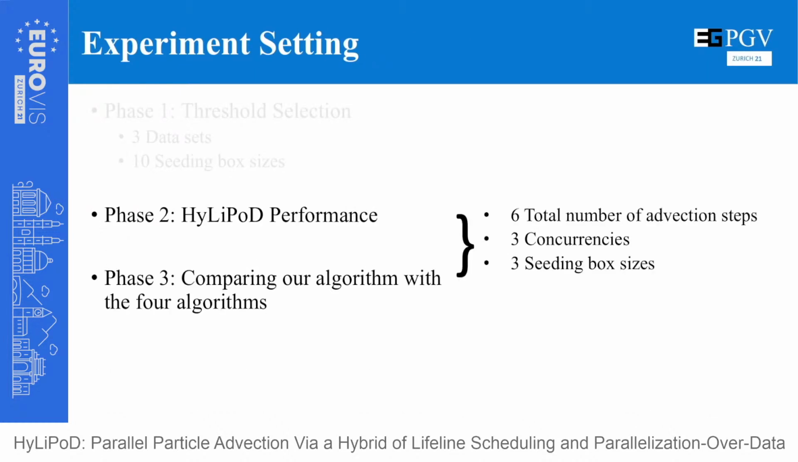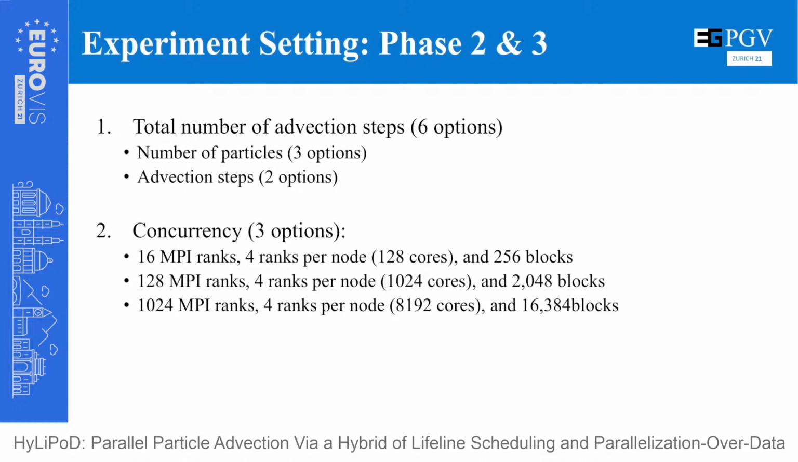For the second and third phase, we have 6 total numbers of advection steps, 3 concurrencies, and 3 seeding box sizes. The total number of advection steps is computed by multiplying the number of particles by the advection steps of each particle. We consider 3 options for the number of particles and 2 for the advection steps per particle, resulting in 6 options. We consider 3 concurrencies, and for each concurrency, we increase the number of nodes, the size of the data, and the number of particles. So we are performing a weak scaling study.